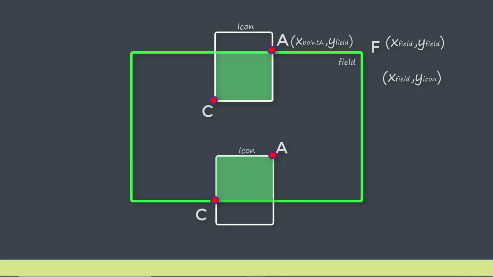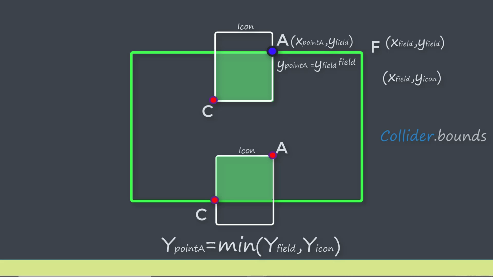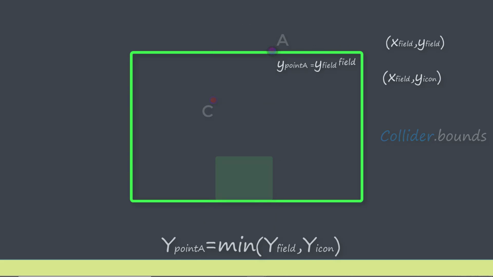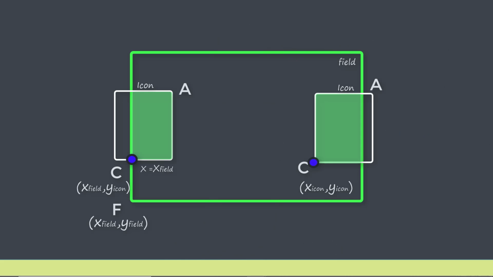An icon can penetrate the field's collider from above or below. When an icon goes through the top side, we must refer to the top right vertex of the field's collider, getting its y-coordinate. In this case, we will simply choose the minimum value between the points y-icon and y-field. We know both of these coordinates since we can get the coordinates of collider bounds, and will not depend on the player's actions. Now let's have a look at point C.